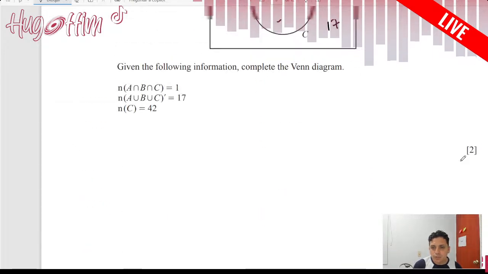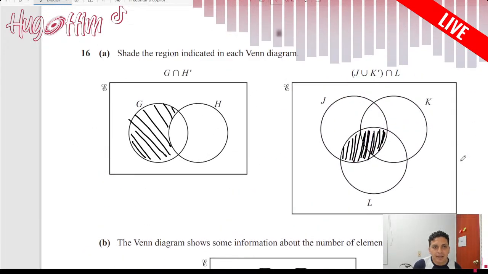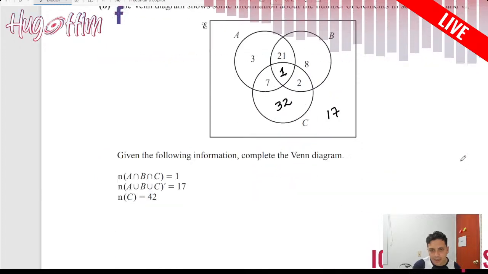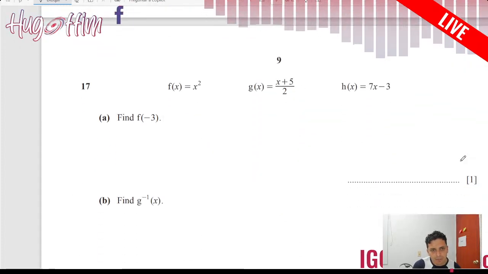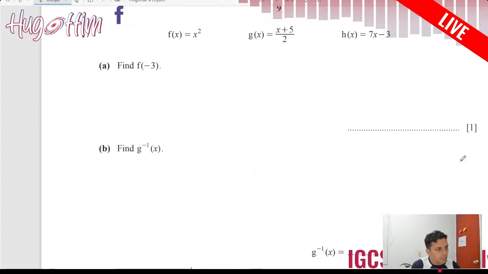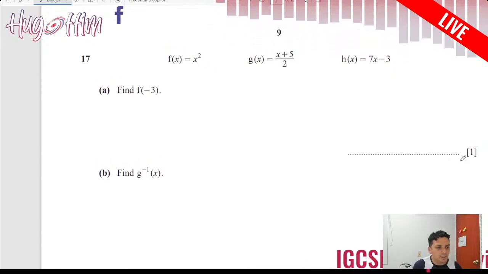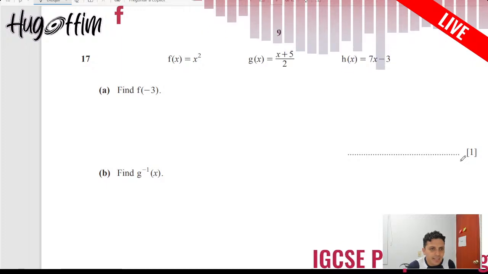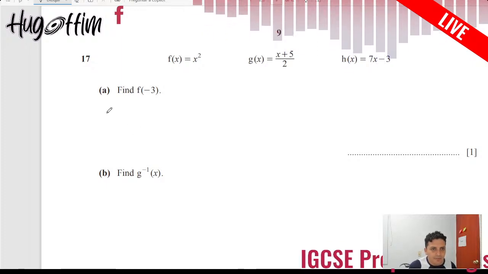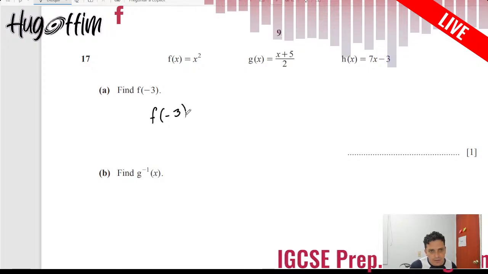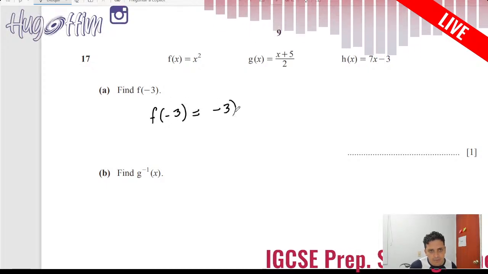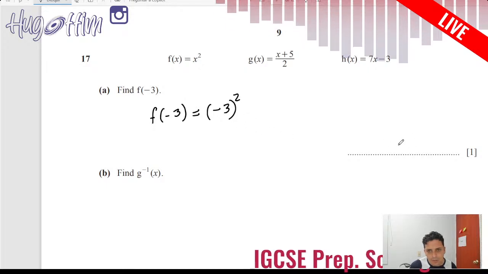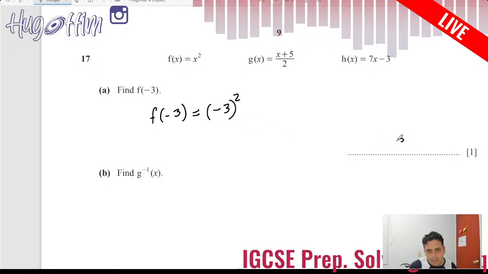Okay, this page was about Venn diagrams. Something to study about. Let's go with functions. It says find f of negative 3. f of negative 3 is negative 3 to the second power. So f of negative 3 is 9.